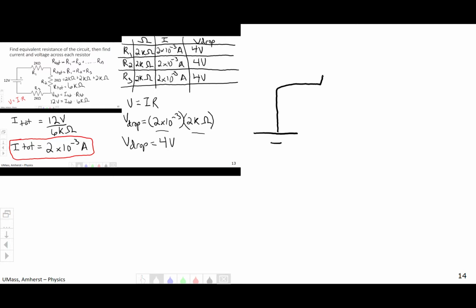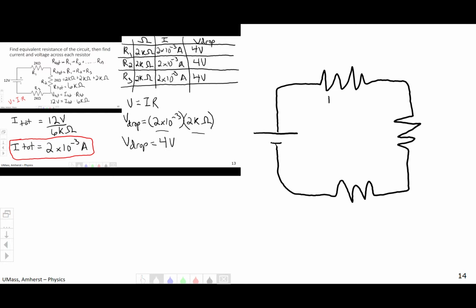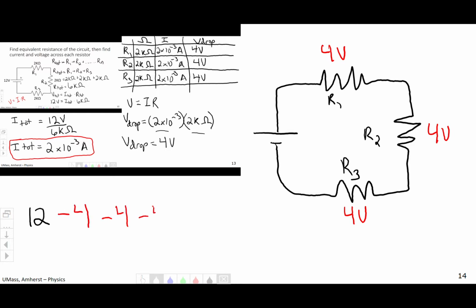Just draw this circuit again. All right. So here we have R1, R2, and R3. So we can see that the potential difference, the voltage drop right here, is 4 volts, 4 volts, and 4 volts, right? So if we were to put a potentiometer from here to here, we would see that we have a drop of 4 volts. So we start off with 12, we drop by 4 volts, we drop by 4 volts, and we drop by 4. That gives us 0.